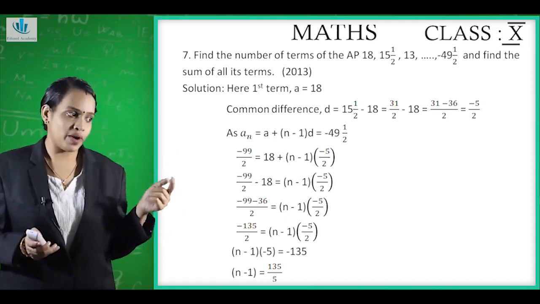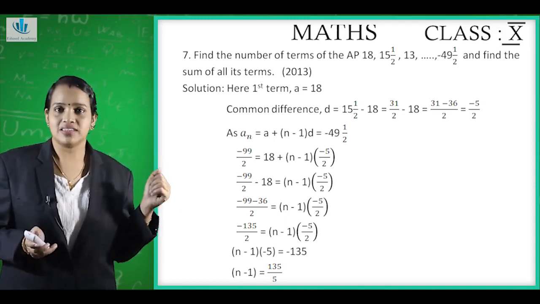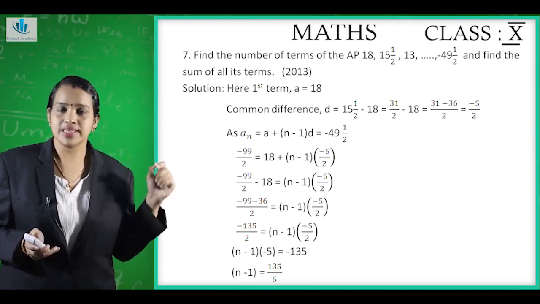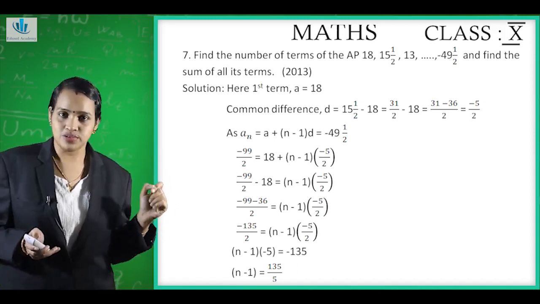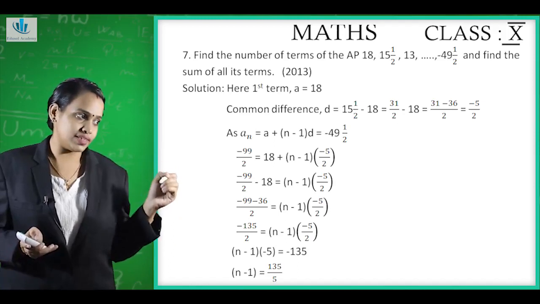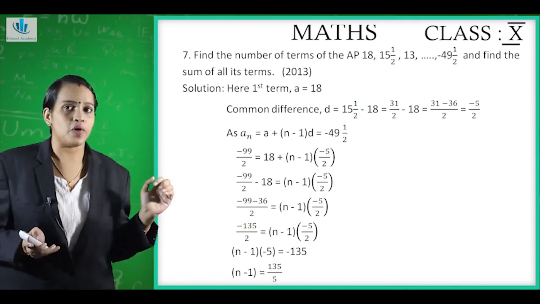Now we will see the common difference. Common difference is denoted by D. So D is equal to 15½ minus 18, which is equal to 31/2 minus 18, which gives (31 minus 36)/2, which is equal to −5/2.